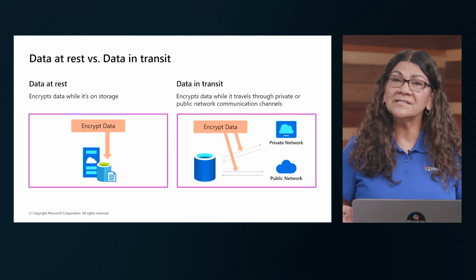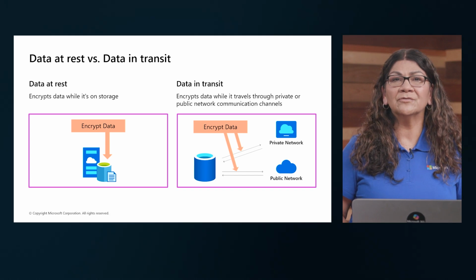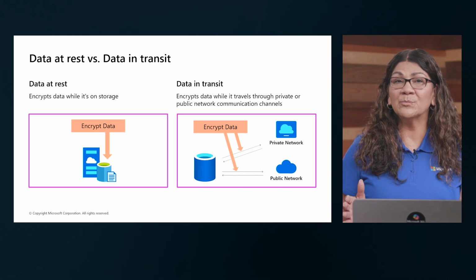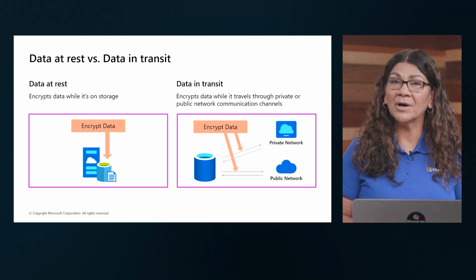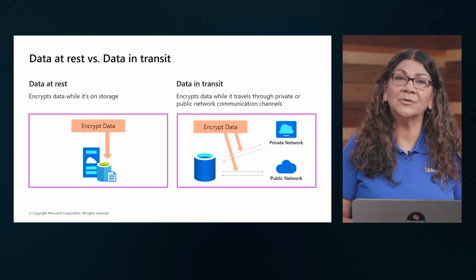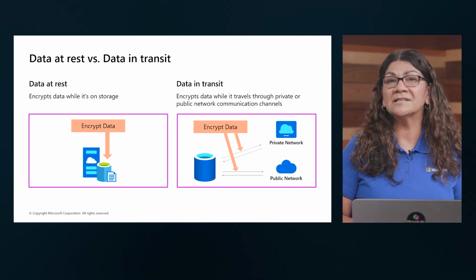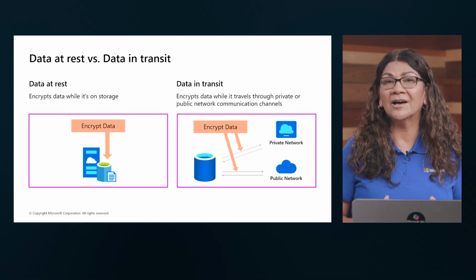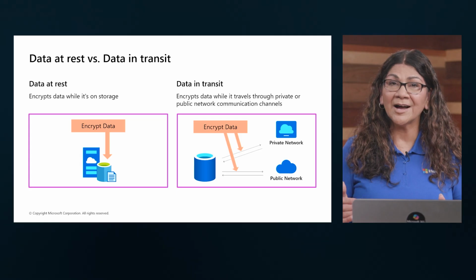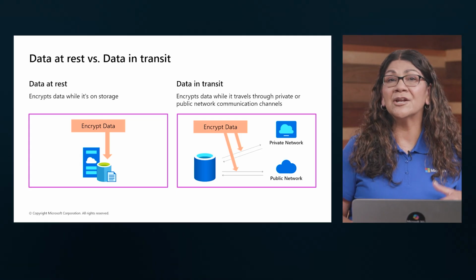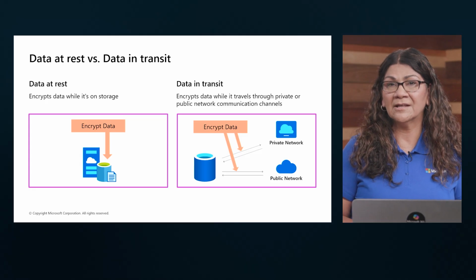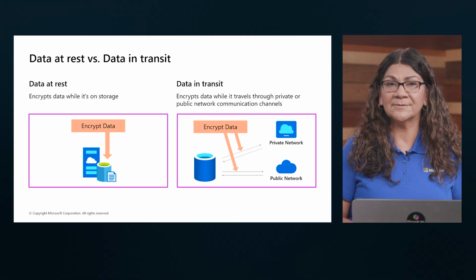On the right, we see data in transit, which involves encrypting data as it moves across private or public networks, protecting it from interception during transmission. The slide illustrates this with a database icon connected to both a locked private cloud and an open public cloud, each receiving encrypted data through directional arrows.